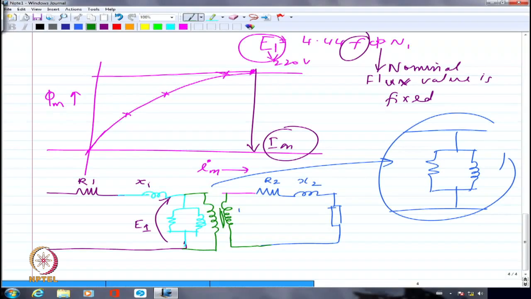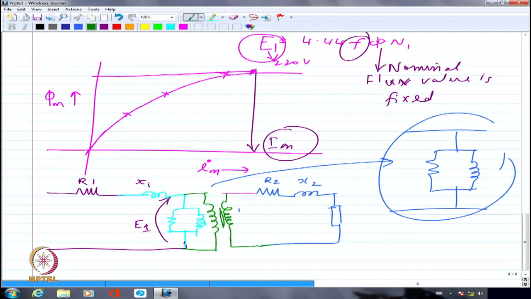Got it? So what I am trying to do is to lump the non-idealities of the transformer in the form of a resistance and inductance in series, and the core losses and the magnetizing current requirement of the core to establish the flux and to feed the losses as RC and XM, again on the primary side itself. And what is left over in the form of the primary winding, which is shown here, is the idealized form of primary winding. As simple as that.